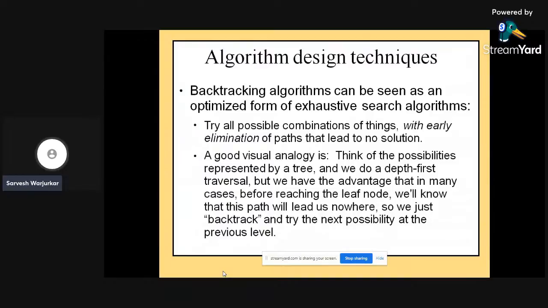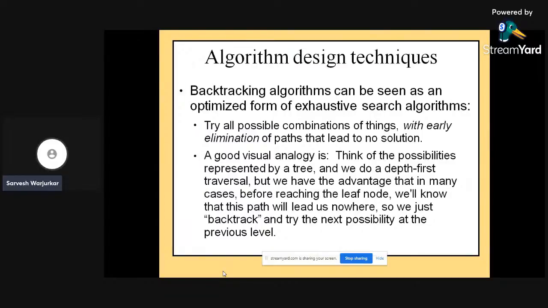A good visual analogy is to think of the possibilities as represented by a tree, and we do a depth first traversal. This is a way of searching or traversing. We know that there are two different ways majorly used in graph traversal: depth first search and breadth first search.